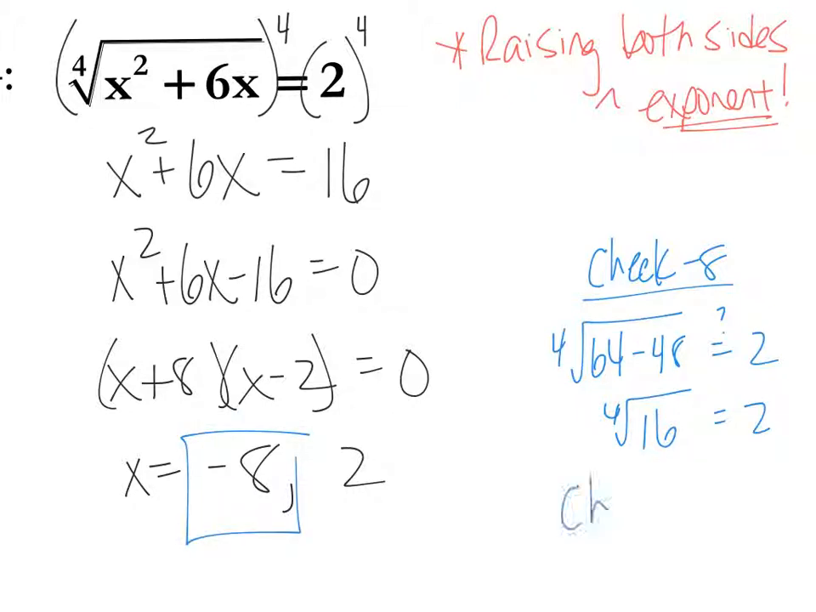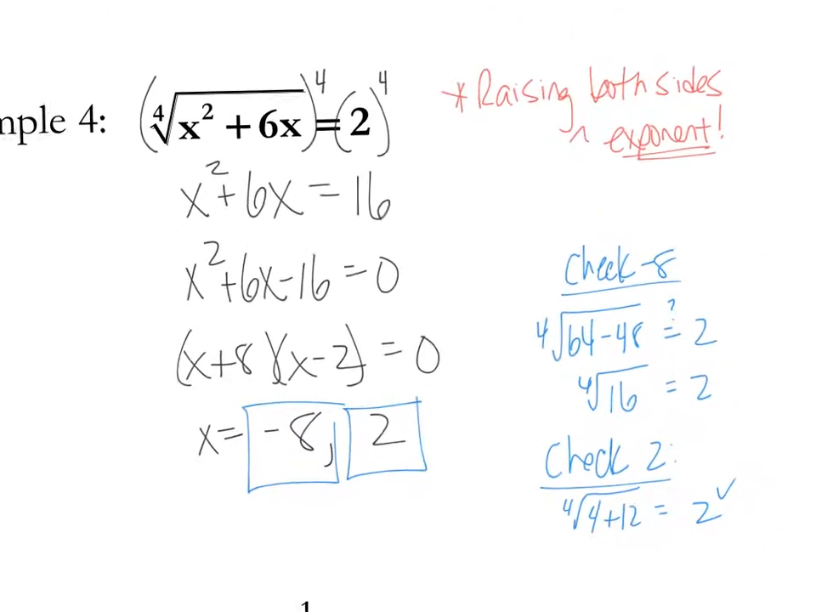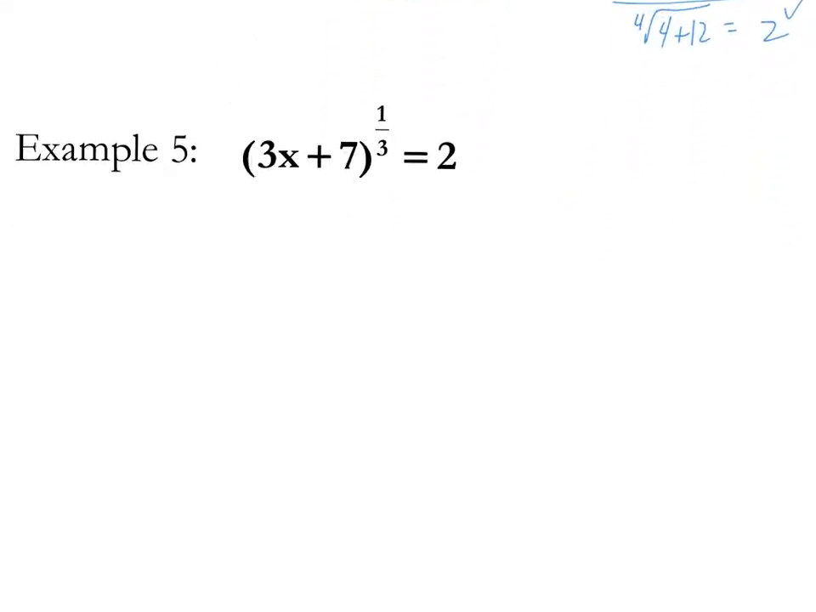I'm also going to check the 2 really quick. You might have already done this part in your head. When I plug in the 2 and square it, I get 4 plus 12. Does that equal 2? Yeah, the fourth root of 16, that's the same thing that we just did. That also works. So in this case, we have two answers that work, negative 8 and 2. Okay, raising both sides of a problem to the same exponent.